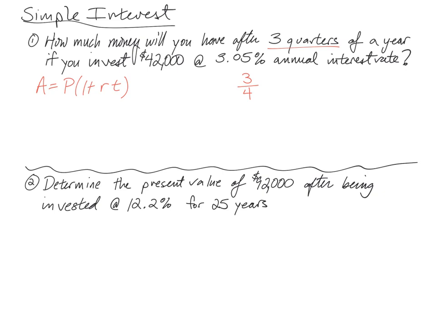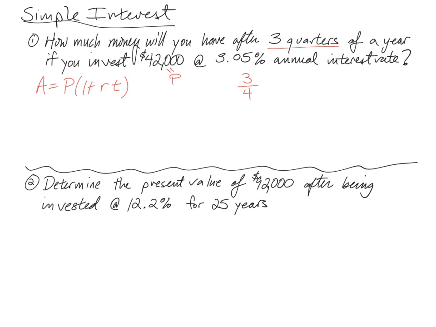What can we do here? How much money will you have after 3/4? So we're asking a future amount, a later amount. A later amount would be A. So we don't know A, which means P would be $42,000.